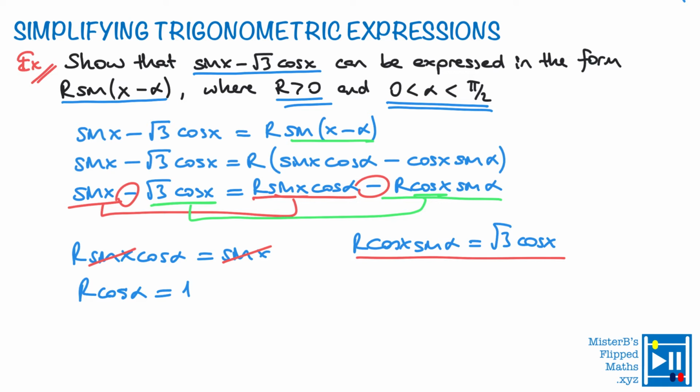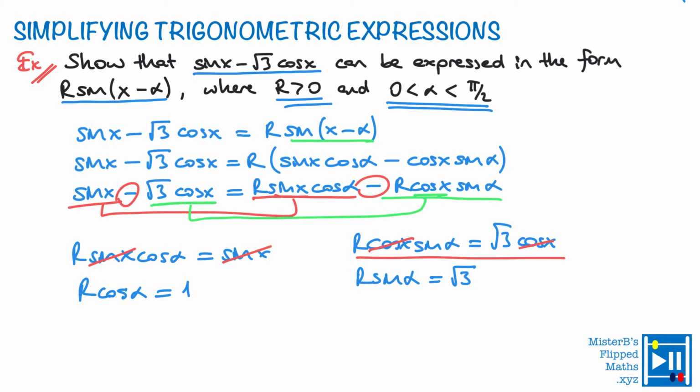Well, this is multiplication here, so I divide both sides by sine x. So sine x divided by sine x is 1, right? So careful with that, it's not 0. And here, it's going to be r times sine alpha here, because I'm going to simplify cosine x's. So r times sine alpha will be square root of 3.